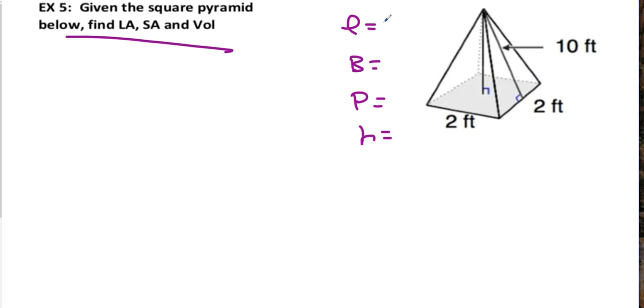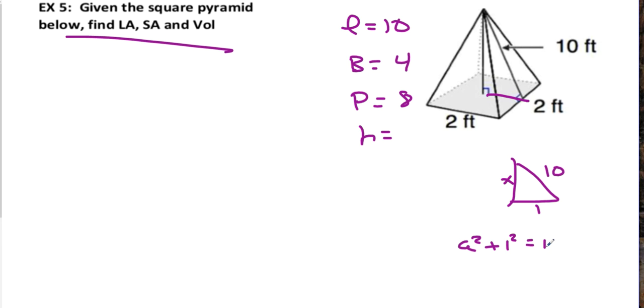So L is straight off here. Big B is not bad. This is a square pyramid, so 2 times 2 is 4. P is just 2 plus 2 plus 2 plus 2, so we're going to have 8 there. But H, we've got to work for it. Basically, we have a triangle where we have 1, we have 10, and we have this side right here. So we're going to do a squared plus 1 squared is equal to 10 squared. So a squared is equal to 100 minus 1, which is 99. So a is going to be about 9.9 something. We'll just call it 9.9.